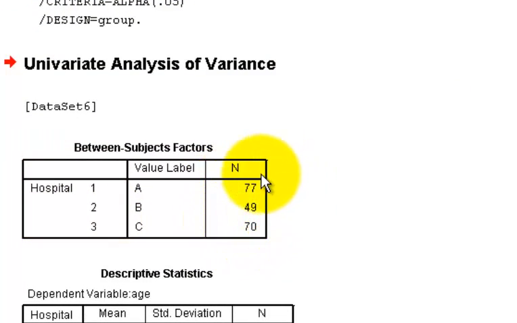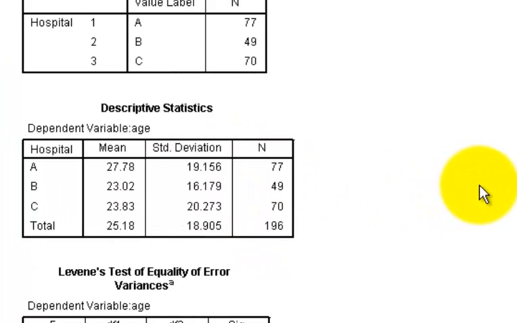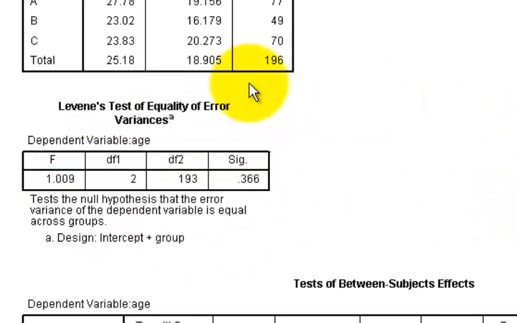So here's our 3 hospitals. How many patients per hospital? Here's the average age of each hospital, right? Pretty much the same.